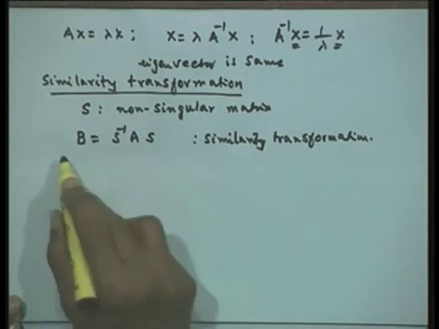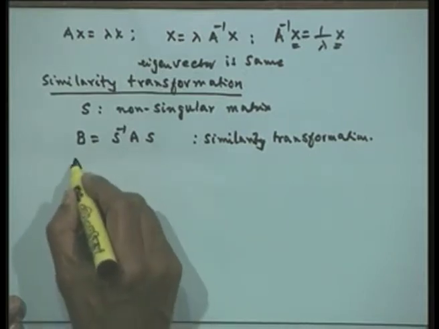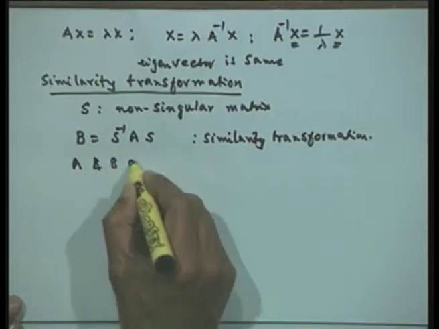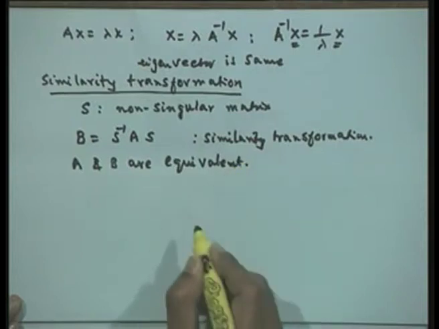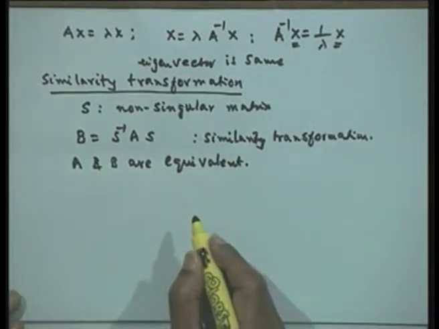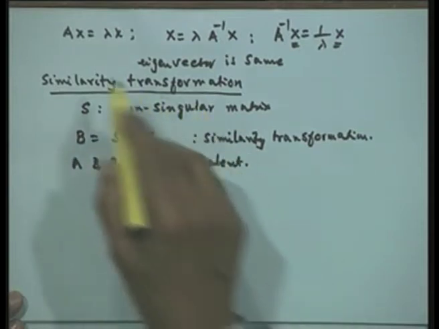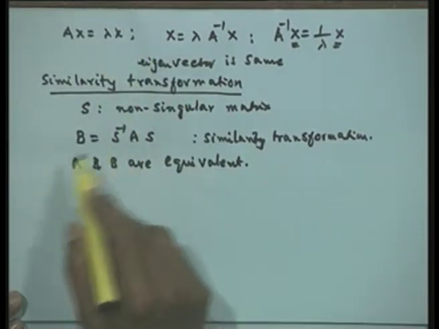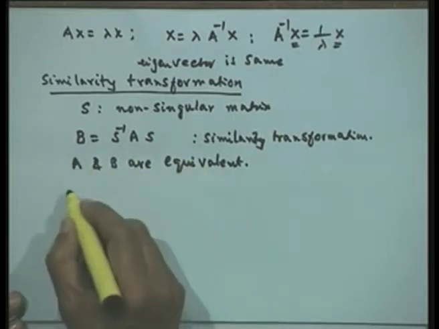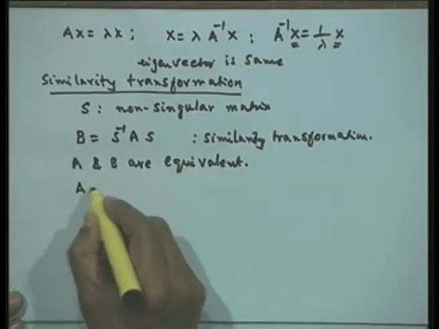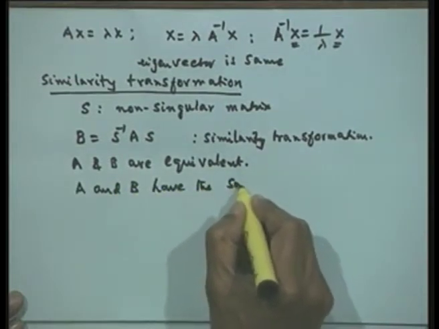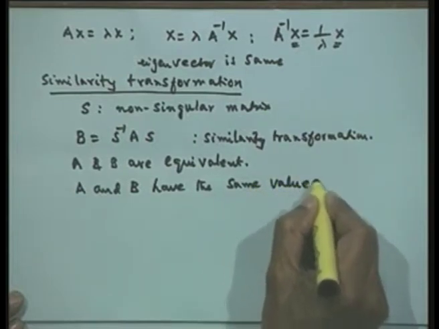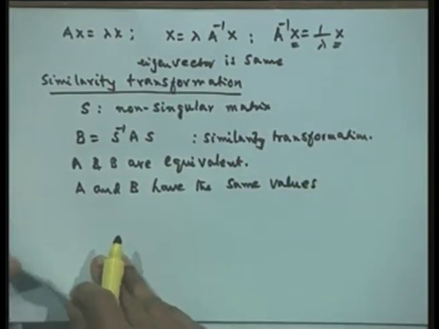Now, we also say that A and B are equivalent matrices. In what sense they are equivalent is that we can show from the property of the eigenvalues that A and B have the same eigenvalues. The eigenvectors are different, but the eigenvalues are the same.